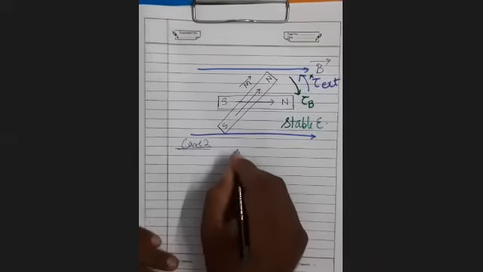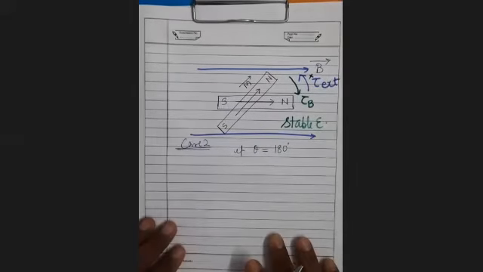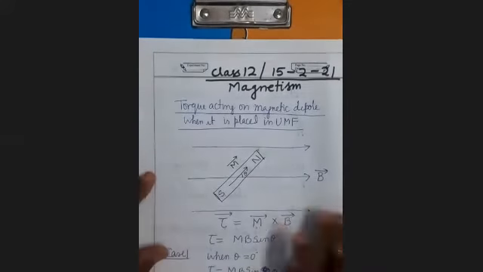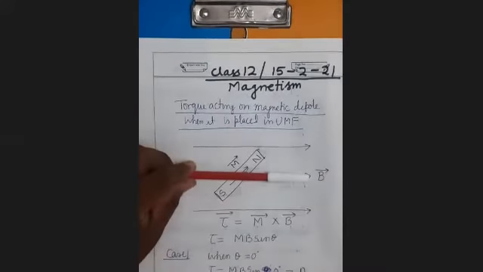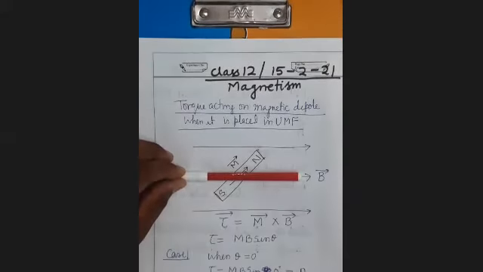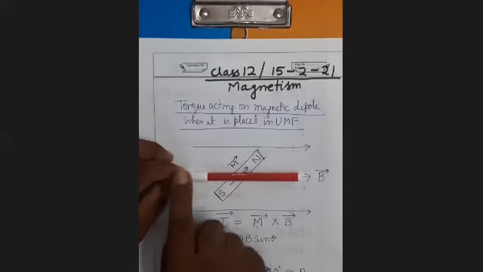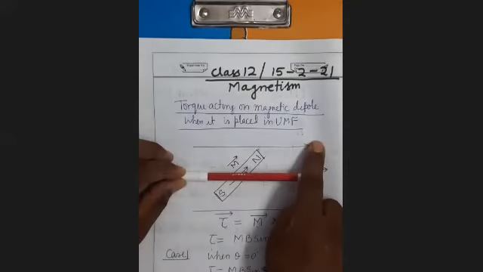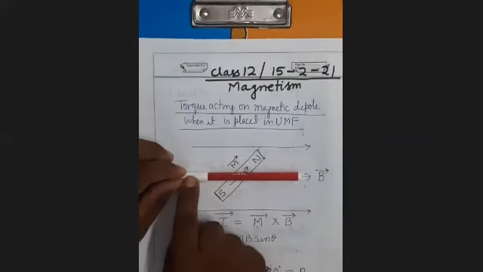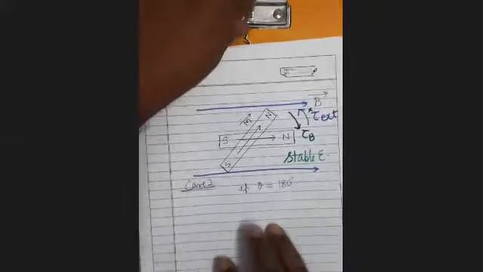Now see here, case 2. If theta equals 180 degree. 180 degree means, you can see here, earlier it was kept in this way, but now it is kept in this way. The magnetic moment vector is directed in this direction, and the magnetic field vector is opposite to that. Means vector M and vector B both are anti-parallel. Anti-parallel means what is the angle between them? 180 degree.